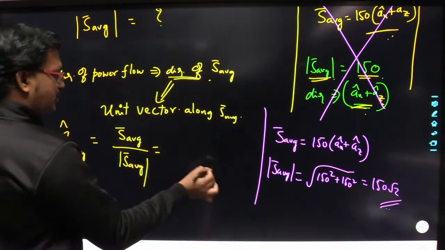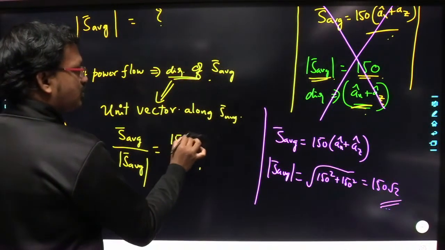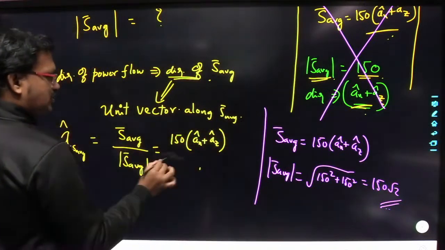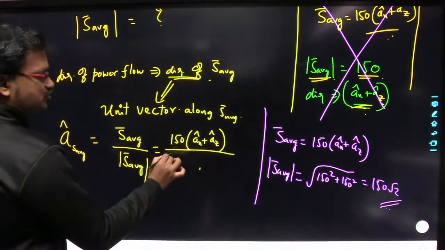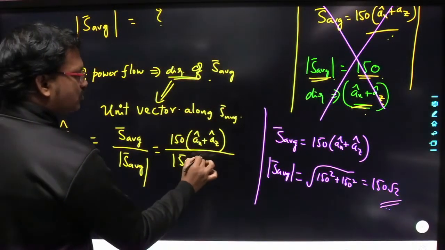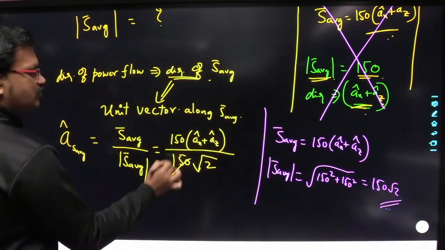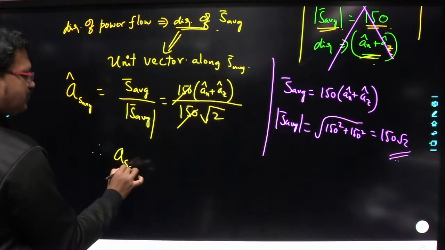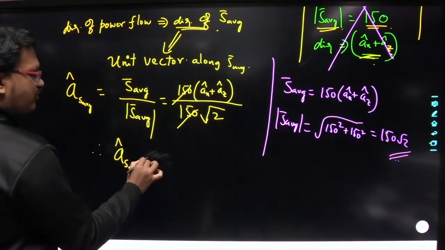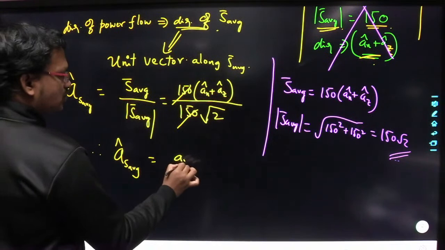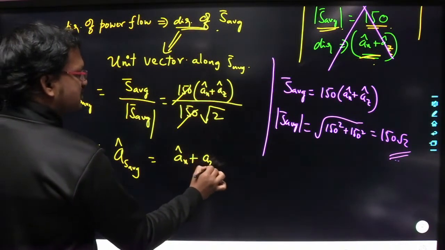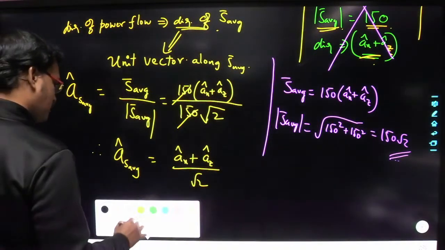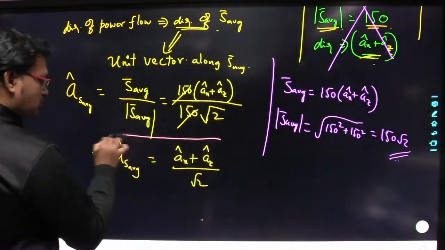So what are you going to get? 150 into AX cap plus AZ cap, this is the vector, divided by its magnitude. What is its magnitude? 150 root 2. So here 150 will get cancelled. Therefore the time average pointing vector, the direction of power flow, is equivalent to AX cap plus AZ cap divided by root 2. So this is what you have to tell.